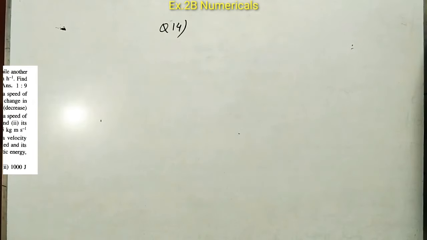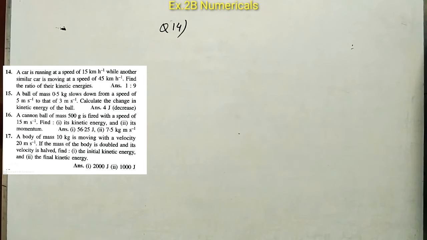Okay. Now moving on to question number 14. A car is running at a speed of 15 km per hour while another similar car is moving at a speed of 45 km per hour. Find the ratio of their kinetic energy. We have to find out the ratio of their kinetic energy.